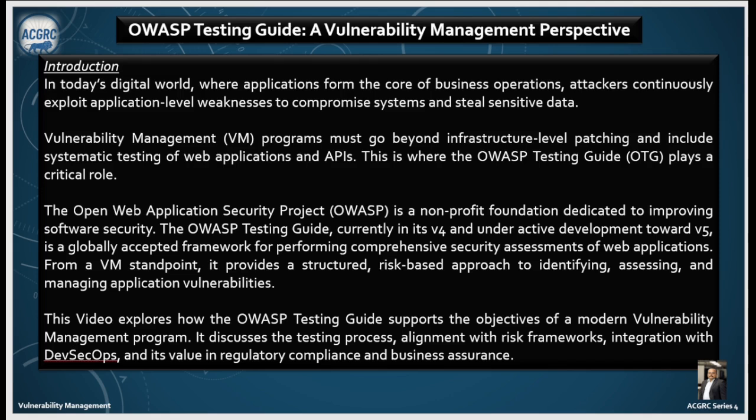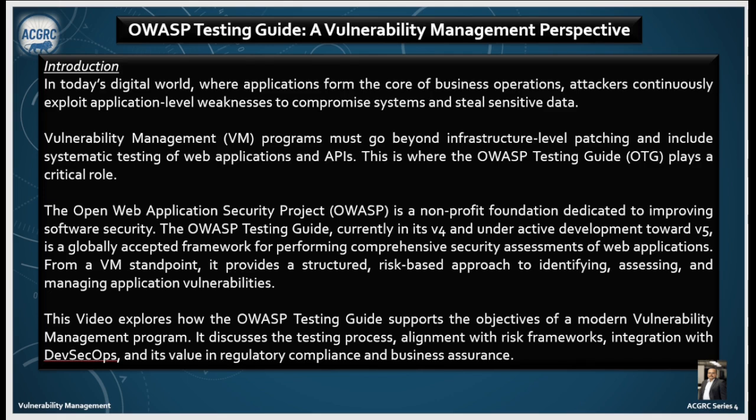The OWASP Testing Guide is a globally respected playbook created by the Open Worldwide Application Security Project. It outlines how to find, test, and fix weaknesses in software applications. It's done step by step.